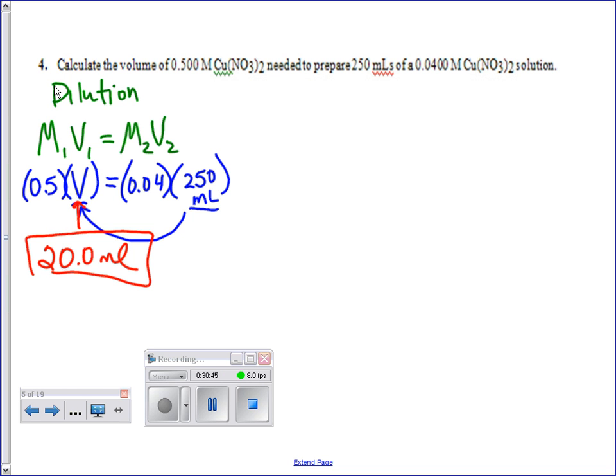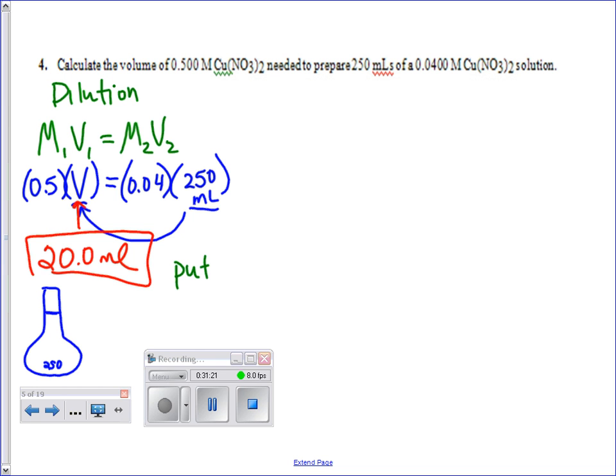So now we know how much of that solution we need, but what I need from you is to tell me how to make it. This is an example of, we want 250 mils of this. Here's a 250 mil volumetric flask. For those of you at home, it kind of looks like this. And it's got a little 250 written here, and it's got a line. So what are we going to do? Trevor?